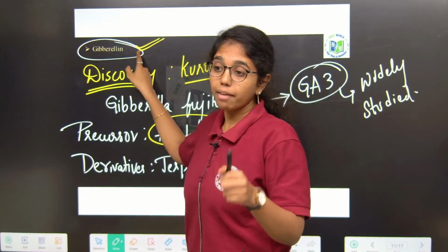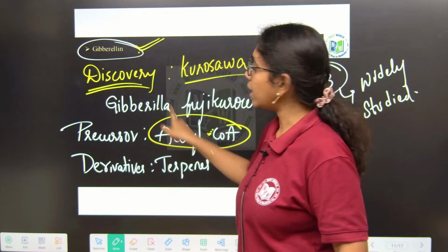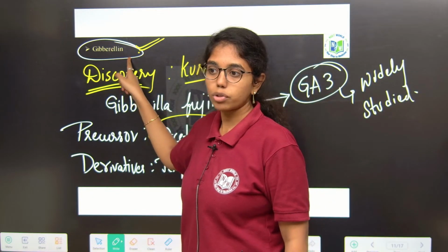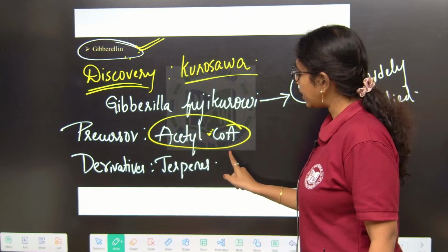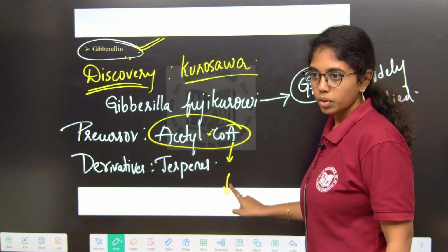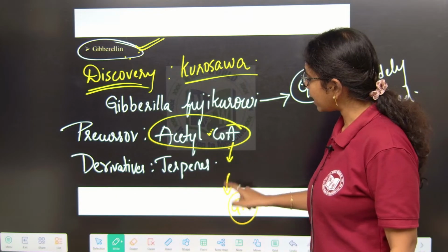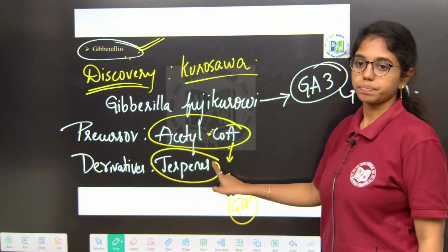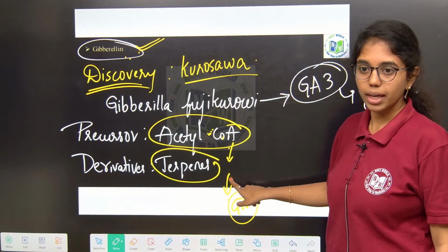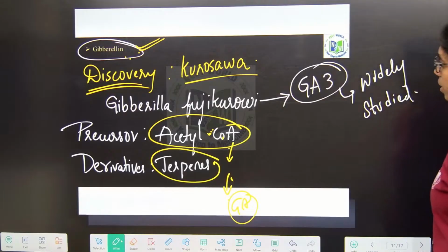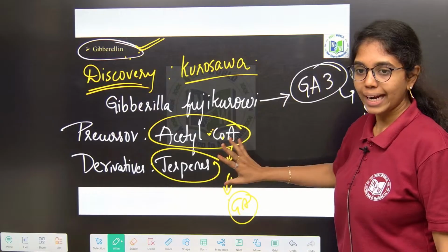When we were reading the amphibolic pathway in respiration, we learned this also, right? Acetyl-CoA is the raw material in the synthesis of gibberellic acid. I have told you that point. When this is the starter, there will be some derivatives, and at last gibberellic acid will be produced. So these derivatives are what? Terpenes. Understood the difference between precursors and derivatives? Clear? Next. So you have the discovery, precursor and derivative.